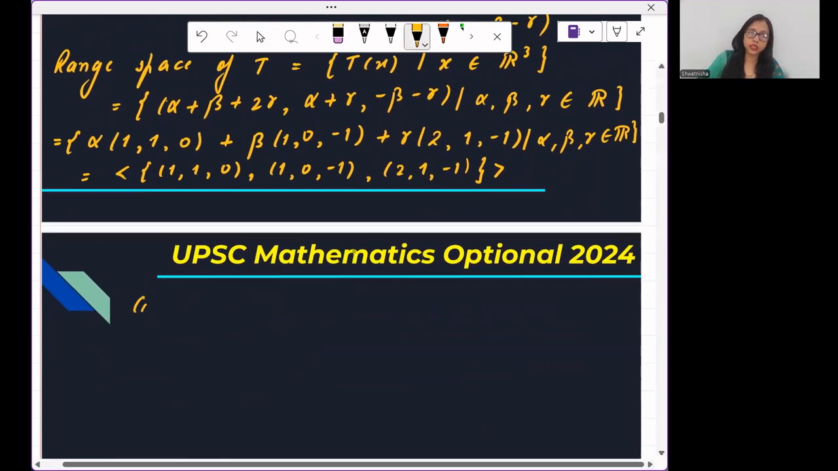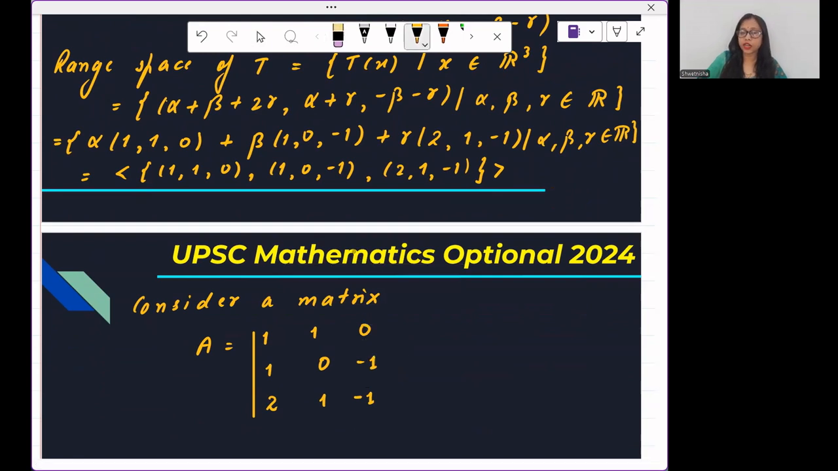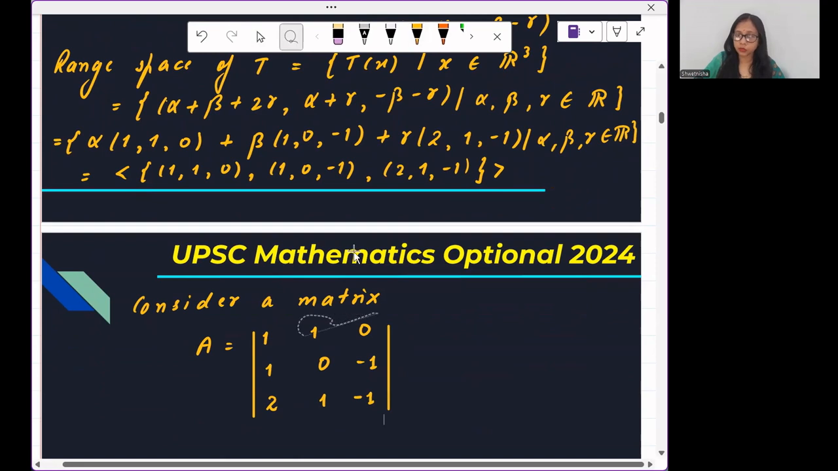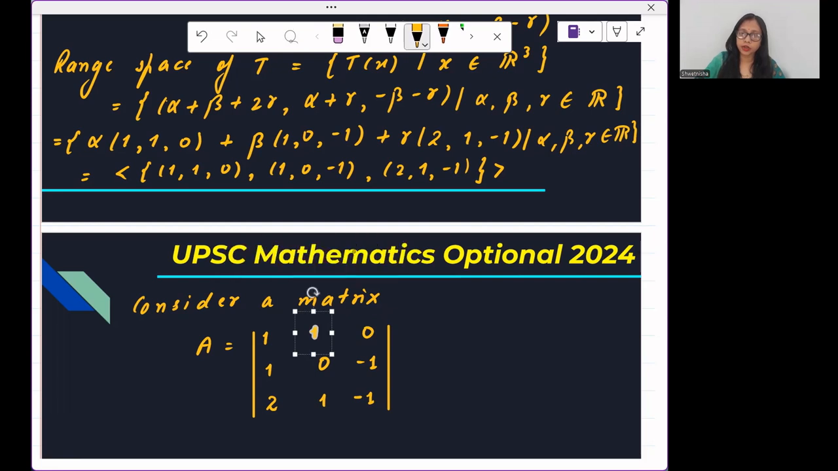So we are checking whether these vectors are linearly independent or not. Consider a matrix A containing these rows: 1 1 0, 1 0 -1, 2 1 -1. To check linear independence, you can find the determinant also. That also gives you the answer, because if the determinant comes out to be 0, then they are dependent.